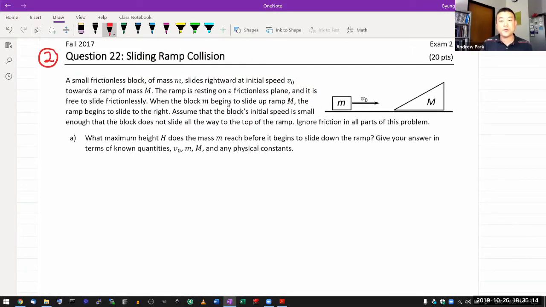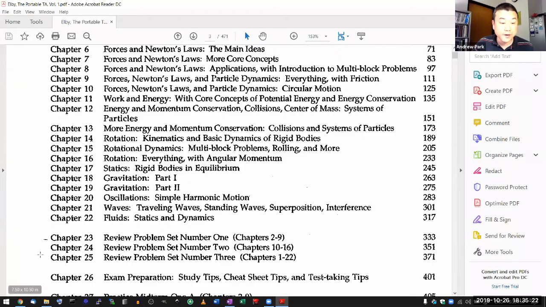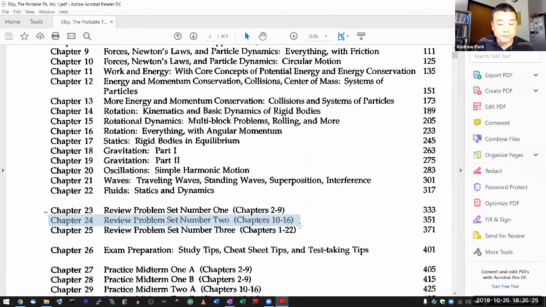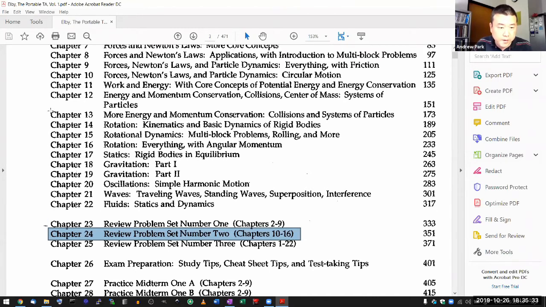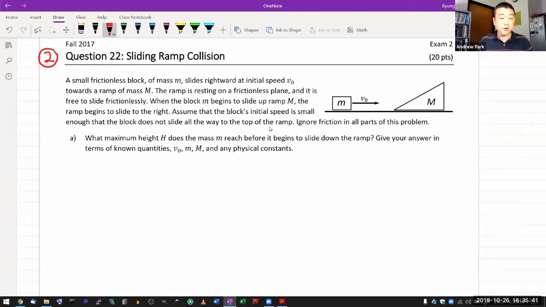This question actually is from Portable TA. If you are following the advice I gave at the beginning of the session and making use of the fact that our exam breaks exactly match the review problem set, you are using the Portable TA to review how well you're doing. You should be able to find that particular question in either chapter 12 or probably chapter 13. I like this question because it makes you think through conservation of energy and conservation of momentum.